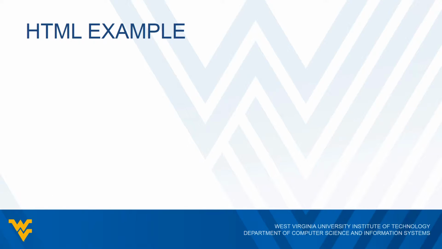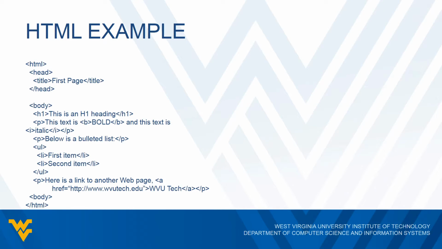Let's take a look at an actual example of an HTML web page. So maybe we'll have something like this. We have the HTML tag, so we know where we begin and end. Let's take a look at the head part of it first, the header. So this section right here. We'll see that the title of this is going to be called first page. And then the rest of this is the entire body of the website.